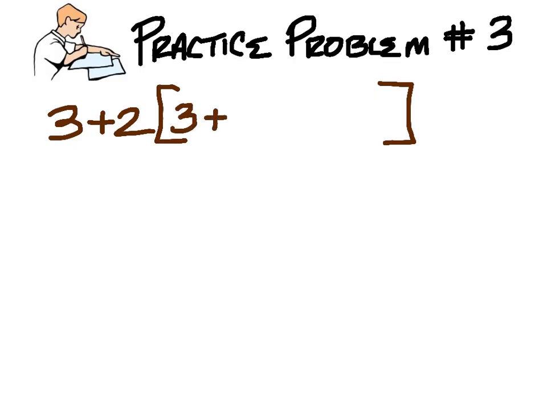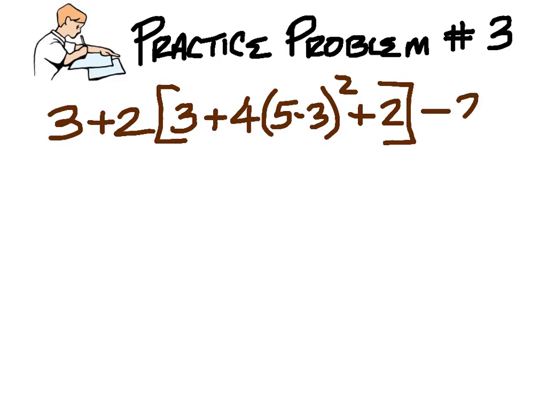That's example number 4, which we're not doing. There it is, practice problem number 3. 3 plus 2 times the quantity of 3 plus 4 times the quantity squared of 5 minus 3, close the quantity, plus 2, close the larger quantity, and then subtract 2 times 4.